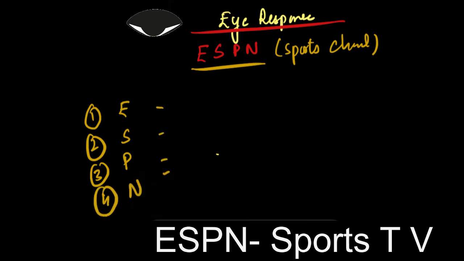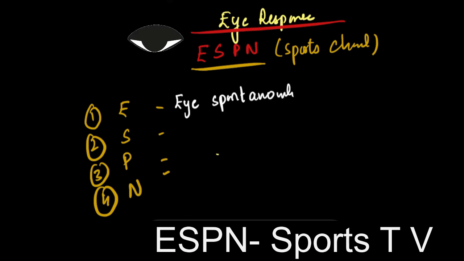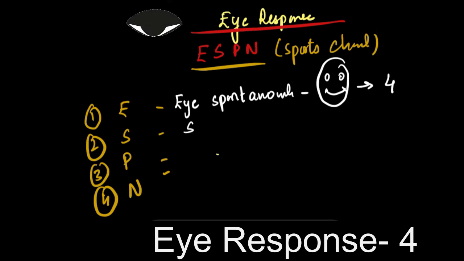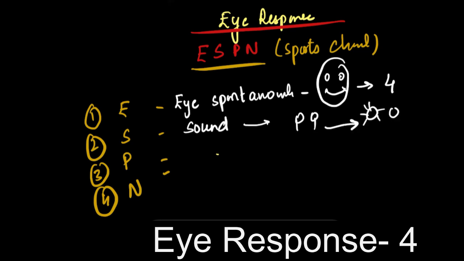The first: the patient is opening their eyes spontaneously. You went to the patient and the patient simply opened their eyes. So give a score of 4. Second thing is if the patient responds to sound. You are telling the patient, open your eyes, and then the patient opens their eyes. So this is on verbal response or sound. We will give a score of 3.